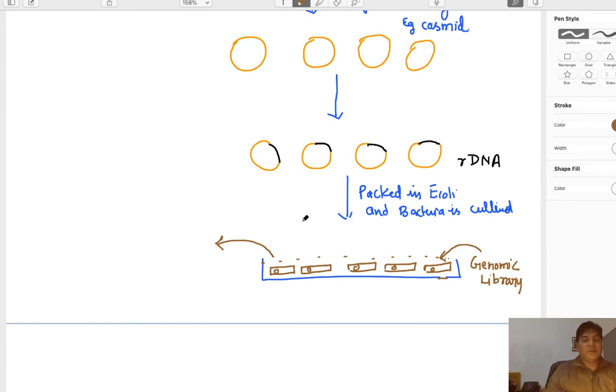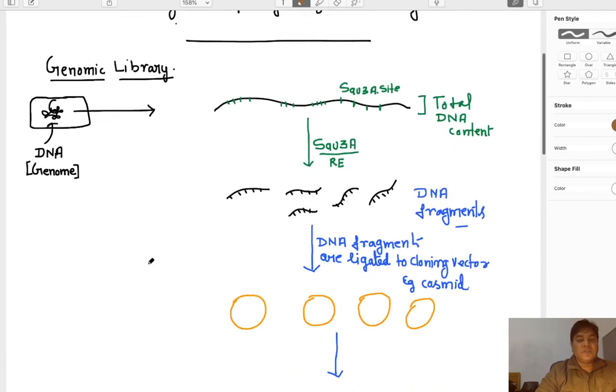All right. So that means if we have inserted our gene of interest in this rDNA, then we have to identify the clones. So I'm just again telling you what is genomic library actually. The genomic library is the collection of all the genes present inside the cell. The genome is the total DNA content of the cell, and genomic library is the library, that means collection of all the genes present inside the whole genome.